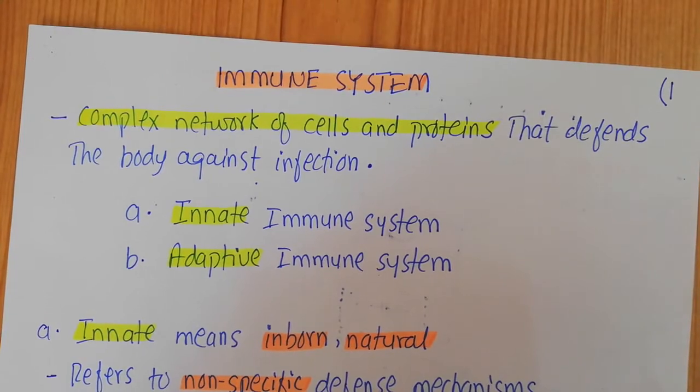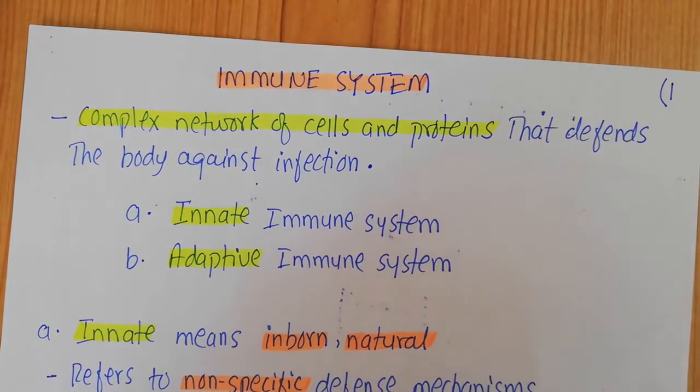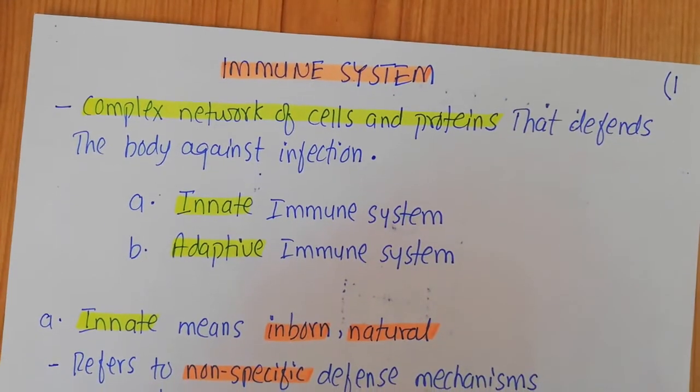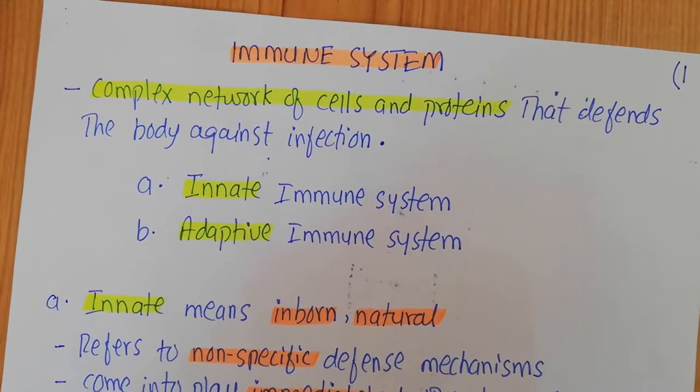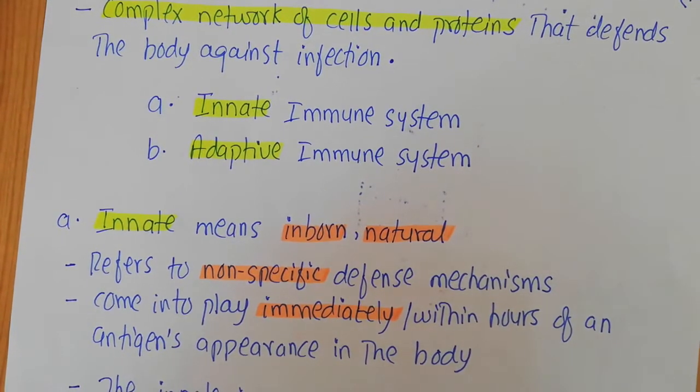And this is the second video in the series of lectures on the immune system. In the previous video, I told you that the immune system is a complex network of cells and proteins that defend the body against infection. And the immune system comes in two flavors. One is known as the innate immune system, and the second one is known as the adaptive immune system.